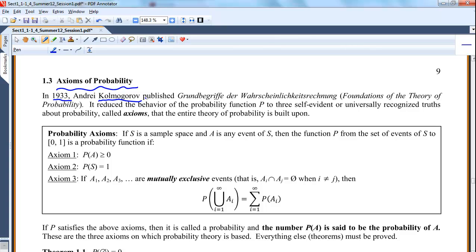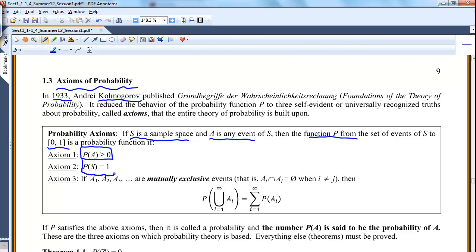So again, imagine S is a sample space, A is any event of that sample space. The function P goes from events to the interval 0, 1, and it's a probability function. So P is a probability function such that the probability of any event A is bigger than or equal to 0. So again, I don't prove this, it is a stated fact. It kind of makes sense.